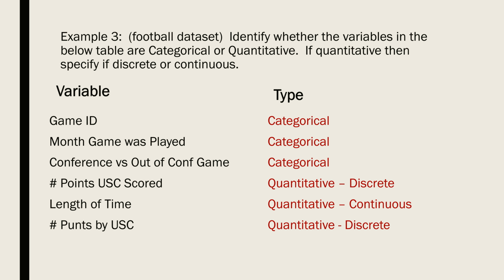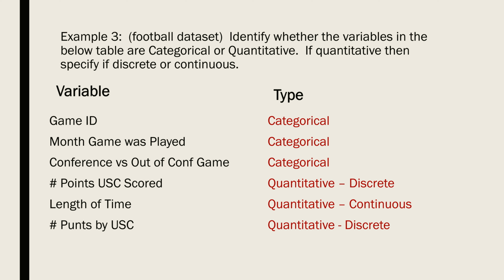Example 3. Football dataset. Identify whether the variables in the below table are categorical or quantitative. If it is quantitative, then specify if it is discrete or continuous. The game ID, they are combination of characters and numbers. But the average of game ID doesn't make any sense, so it is categorical. Months of a game were played. It is categorical. Conference versus the out of the conference game. Its answer is yes or no, so it is categorical.